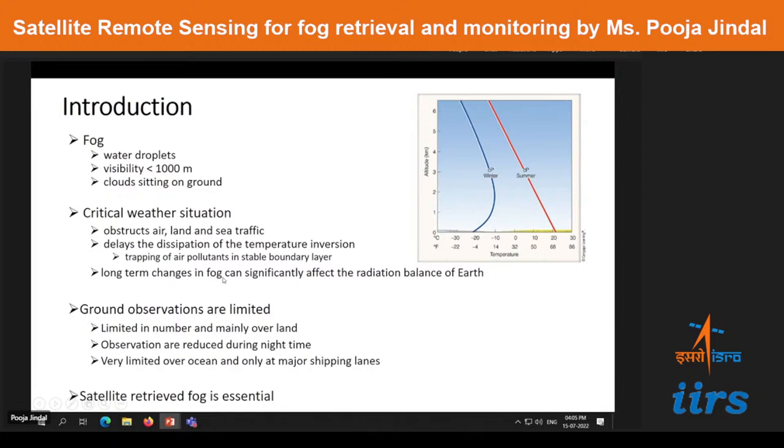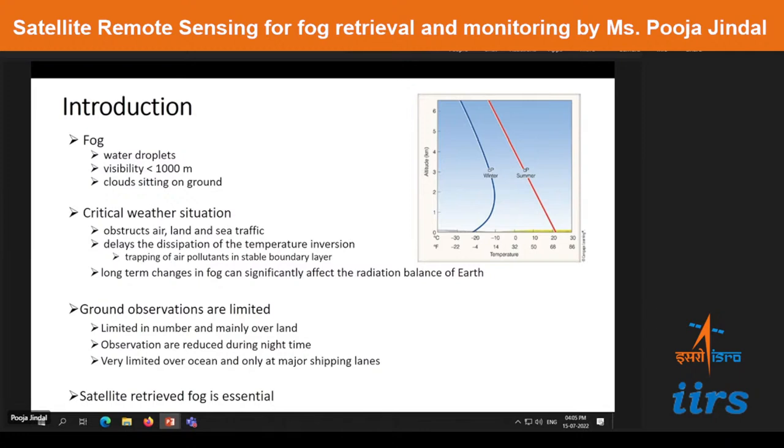And suppose if there is a reduction in the fog formation, then the reflectance will reduce, thereby leading to the warming of the earth. So that's how fog has a significant effect on the earth radiation balance also. So considering all these important things related to the fog, we understand that the study of the fog is very important. To study the fog, we need to have measurements of the fog.